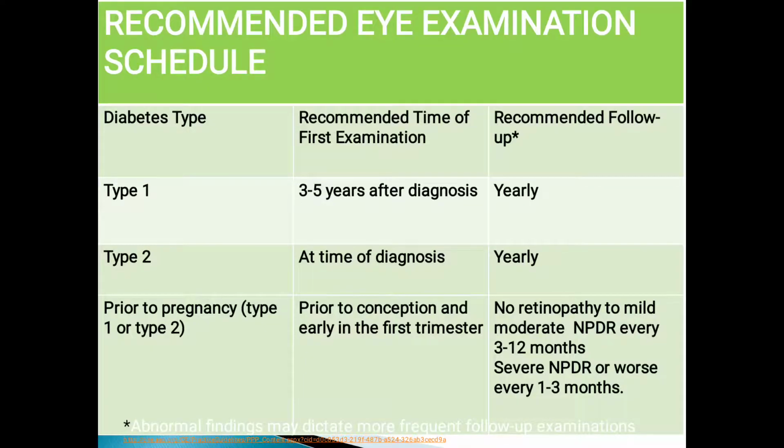As you must have known from the previous slide, eye examination is very important, because in the initial stages diabetic retinopathy is asymptomatic and we can treat it easily. So that's why it is very important that the patient should have regular eye examination. So what is the recommended time of examination? In type 1 diabetes, usually it starts at a young age.